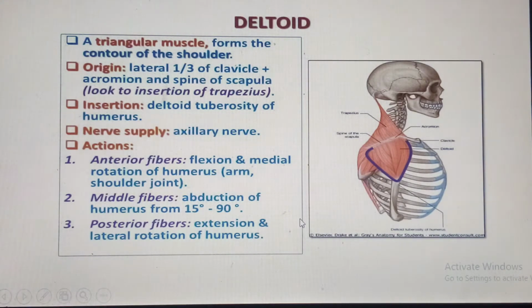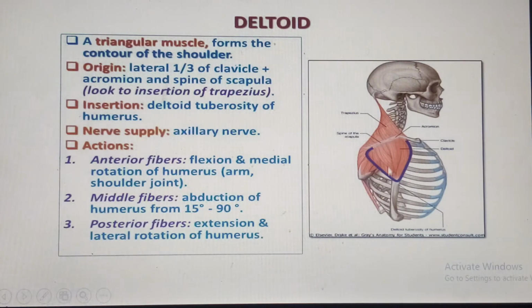Now, remember, I didn't tell you, for the pectoralis major muscle, that one will be supplied by what we call the medial and lateral pectoral nerves. Now the deltoid muscle will be supplied by one of the terminal branches of the posterior cord of the brachial plexus, and that is what we call the axillary nerve, with root value C5 and C6. Yes, that's the axillary nerve.